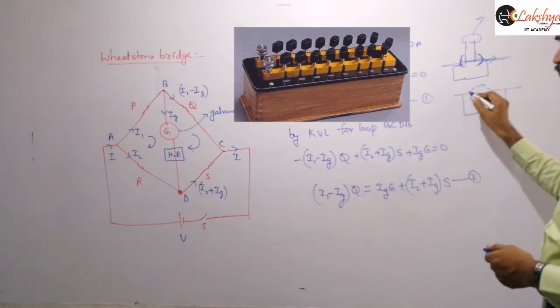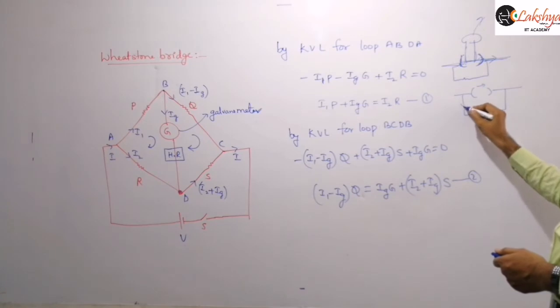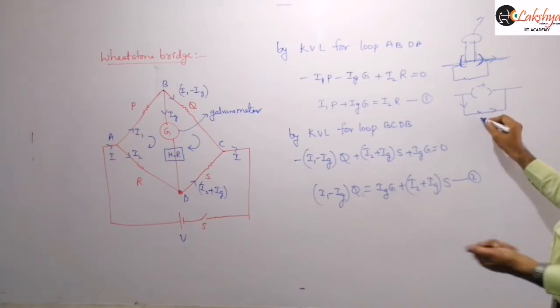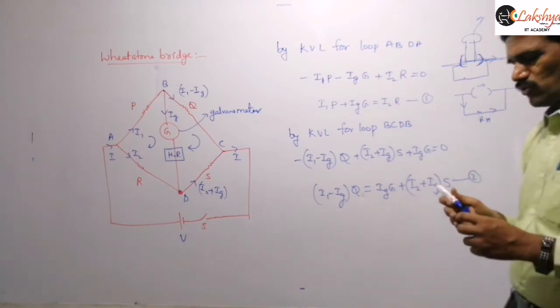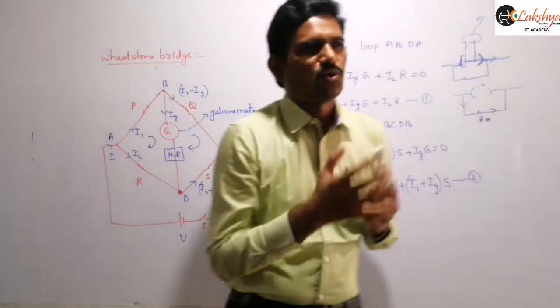Now there is no chance of current flowing directly here. So current definitely should pass through this resistance. Then that high resistance value will be there. So this is nothing but the working of that high resistance box. Just that box will be there.